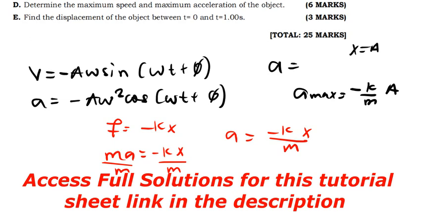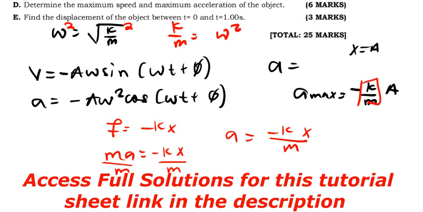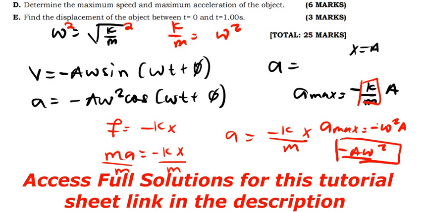I also know that w is given by the square root of k over m. So I can make k over m the subject of the formula. I can square both sides. Now k over m will be equal to w squared, meaning that at this point I can replace it with negative w squared times A, which is the same as negative A times w squared. So that's why I said from the formula just get this part only. That is the maximum acceleration.